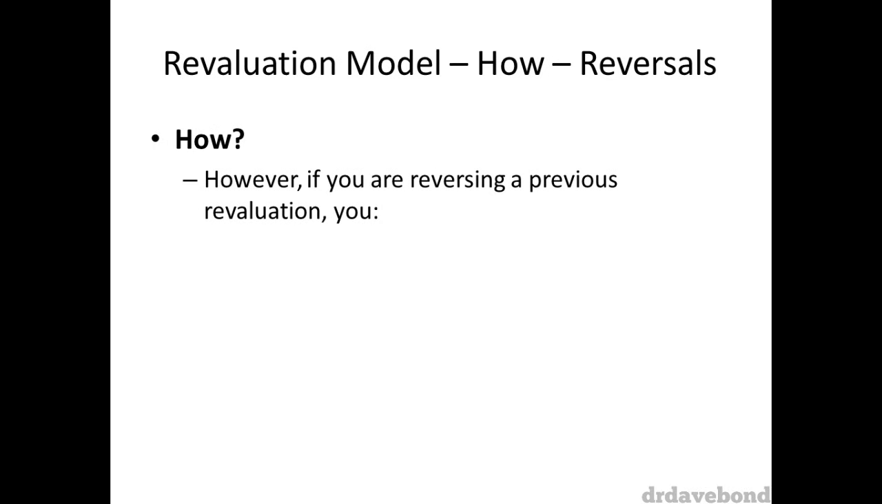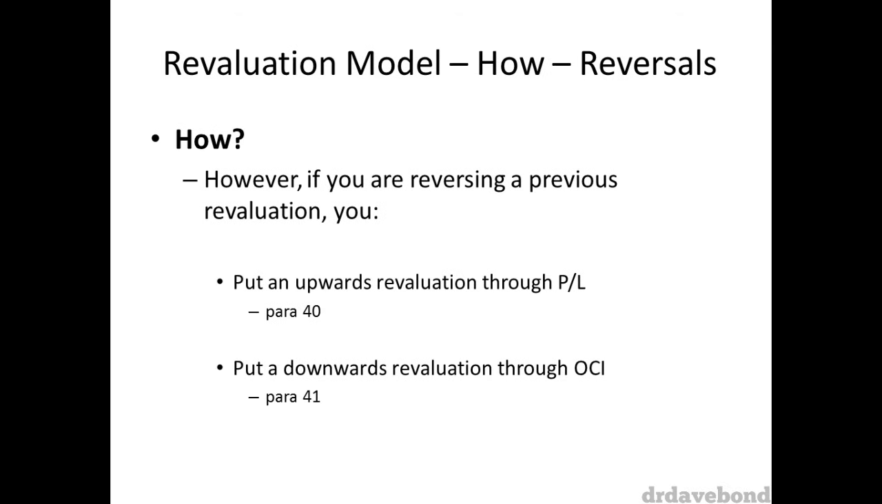However, if you are reversing a previous revaluation, you put an upwards revaluation through profit and loss until you have cleared the previous downwards revaluation. The opposite holds true for a downwards revaluation reversing a previous upwards revaluation. In that case, the downwards revaluation goes through OCI.